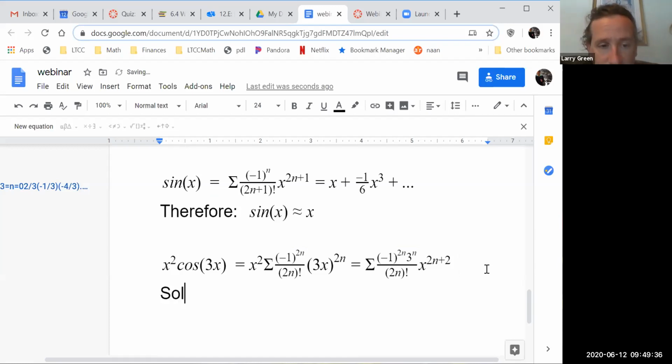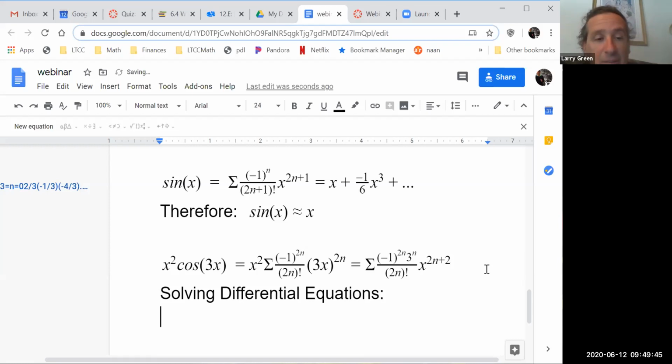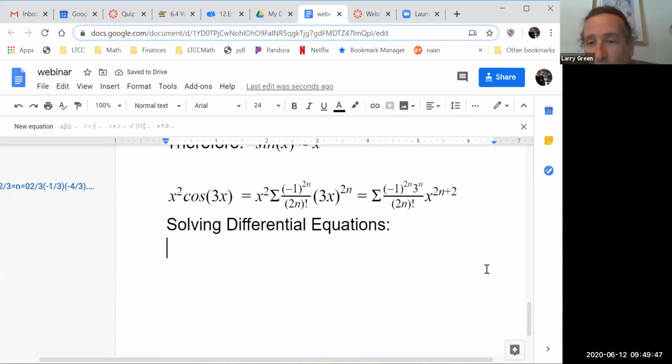So, solving differential equations. I can do it by example. I'm not going to do the whole thing, I'm just going to do a bit. If you want to see the whole thing in detail and really get good at it, what do you have to do?